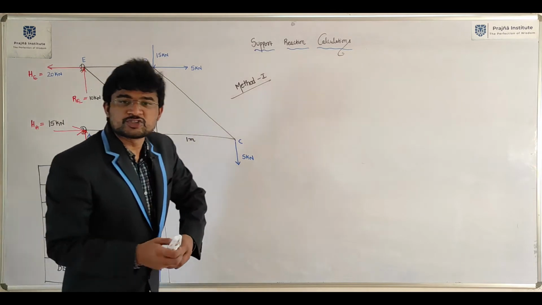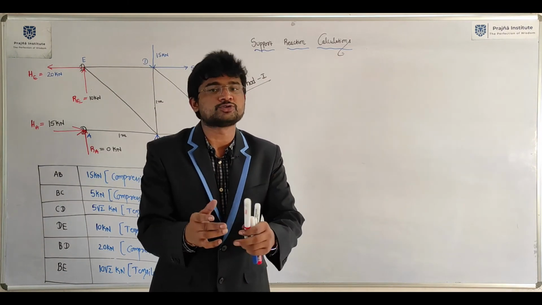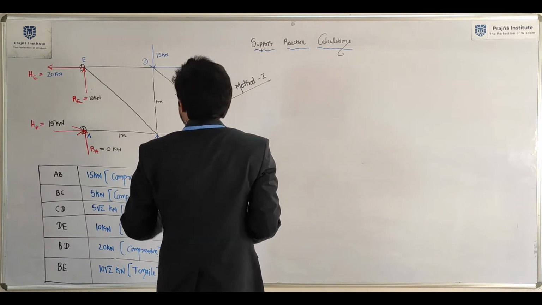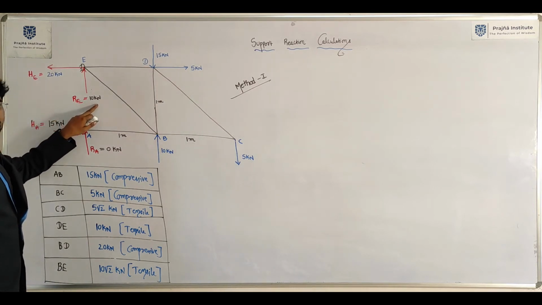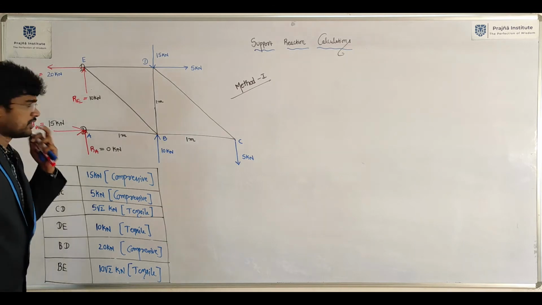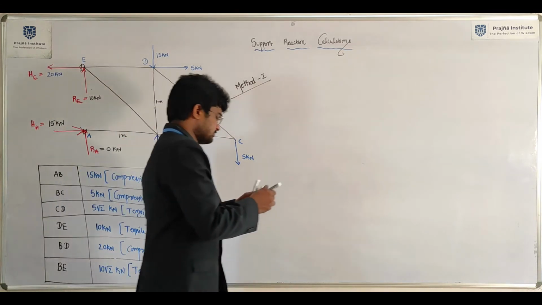Yeah, now we need to check whether our support reaction calculation values are correct or not. We got HE equal to 20 kilonewton, RE equal to 10 kilonewton, HA equal to 15 kilonewton, and RA equal to 0. Now we need to apply equilibrium equations.